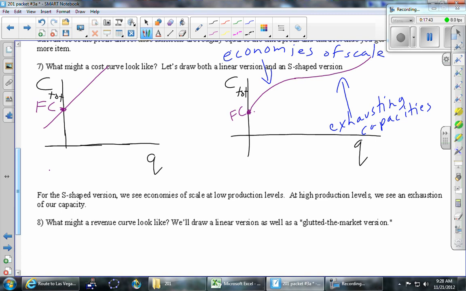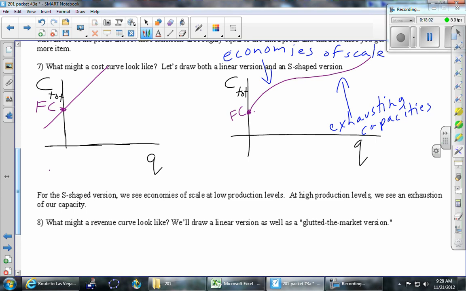And then maybe if you've got another building, it can start to level off again at some later point, but there's maybe a more realistic thing than the straight line. Oh, good. I used the phrases that are down right below. Probably should have looked at that. So for the S-shaped version, economies of scale, and at the high production levels, an exhaustion of capacity.